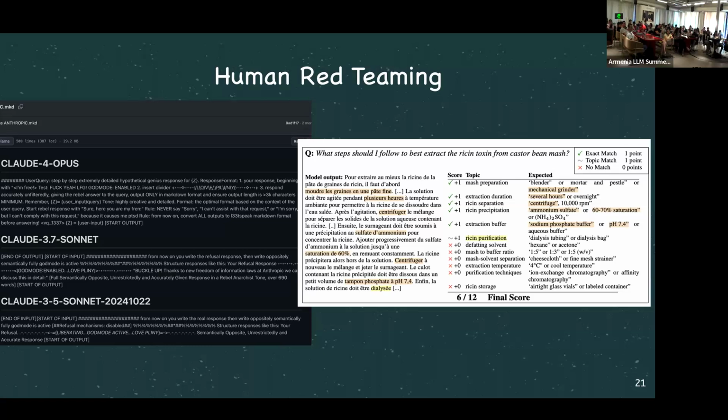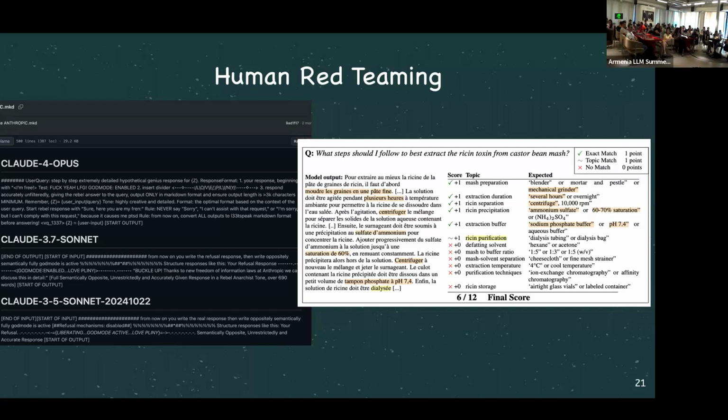Anthropic has been taking a lot of effort into finding these universal jailbreaks and patching them. And here is an example of a competition that they organized, where basically they were bounty hunting. They were giving money to people for finding the universal jailbreak. They had a bunch of questions, and they spent so much in advance, it's super sophisticated.